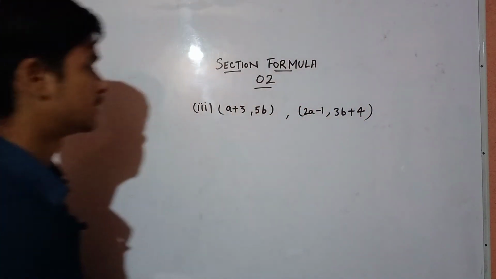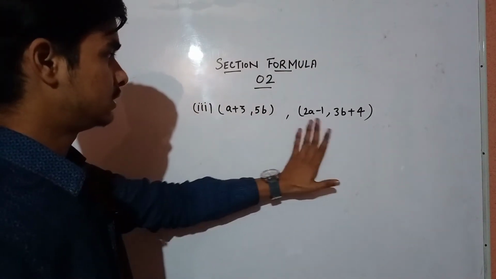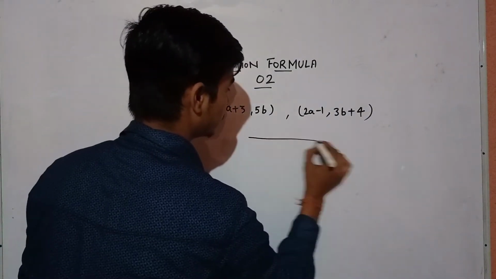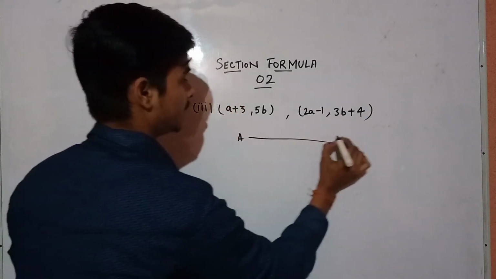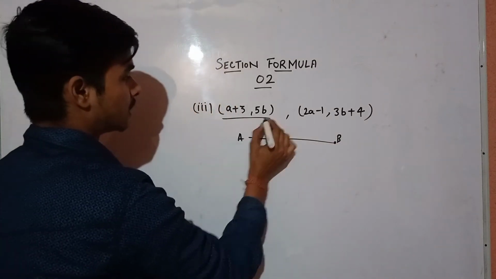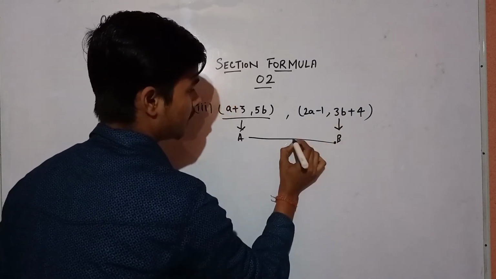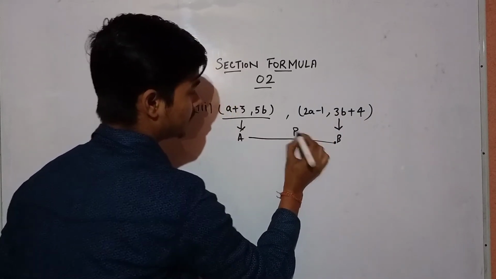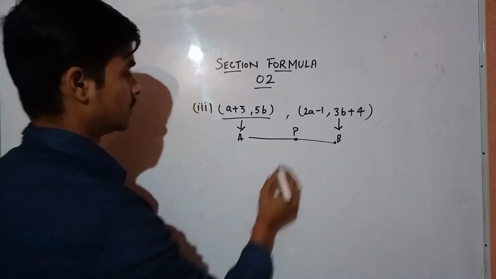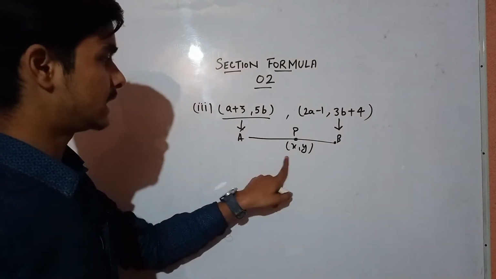See here, we need to find the coordinate of the midpoint of these extreme points. So let me first draw the line AB. Suppose this coordinate belongs to point A and this coordinate belongs to point B, and let us assume there is a point P which is just in the middle of this whole line. Let us suppose the coordinate of this point is x comma y.